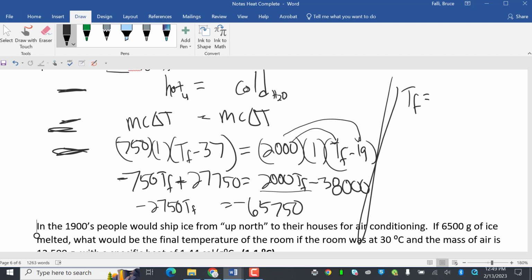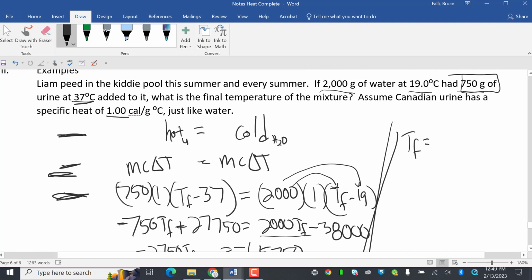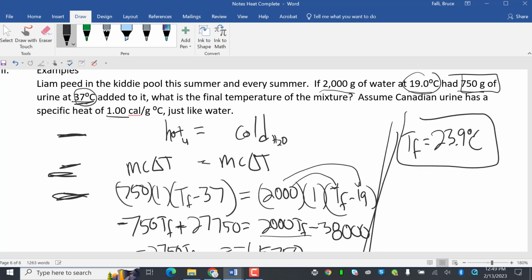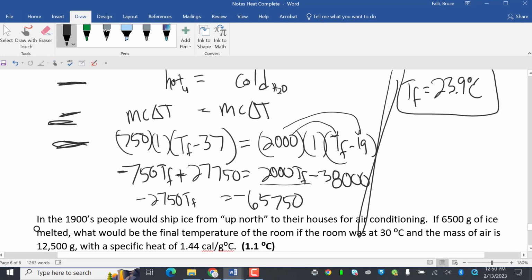And I'm hoping my number is between the body temperature, 37, and the temperature of the pool, 19. And when I do that, I get 23.9 degrees Celsius, and I'm happy. Yay! So again, hot minus cold, and then don't forget to distribute your negative.